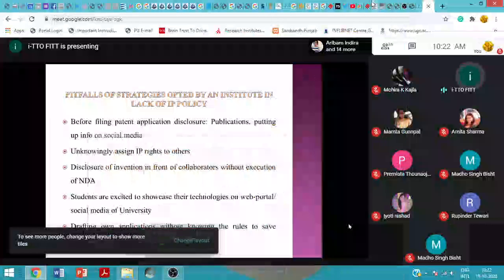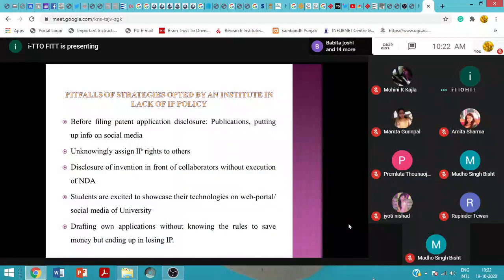Rules and regulations, what are the terms of the IP policy, and in lack of agreement, they can assign their rights to any industry or any funding agency. Disclosure of invention in front of a collaborator without execution of an NDA.